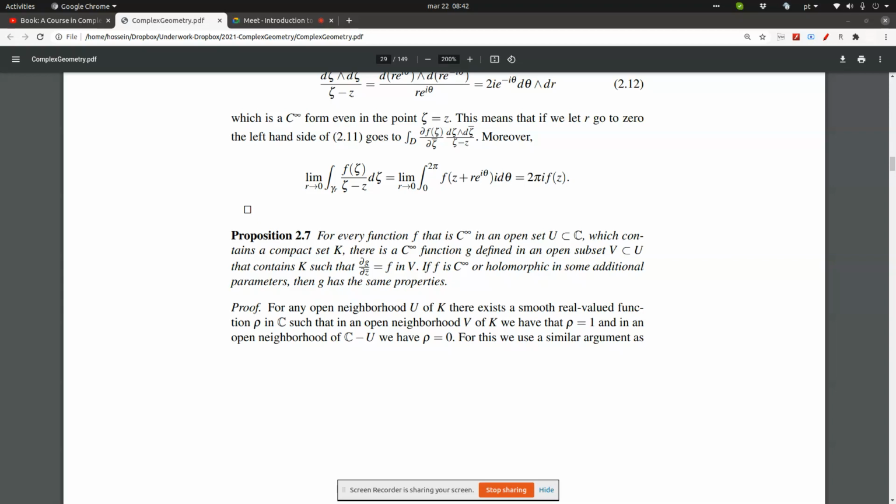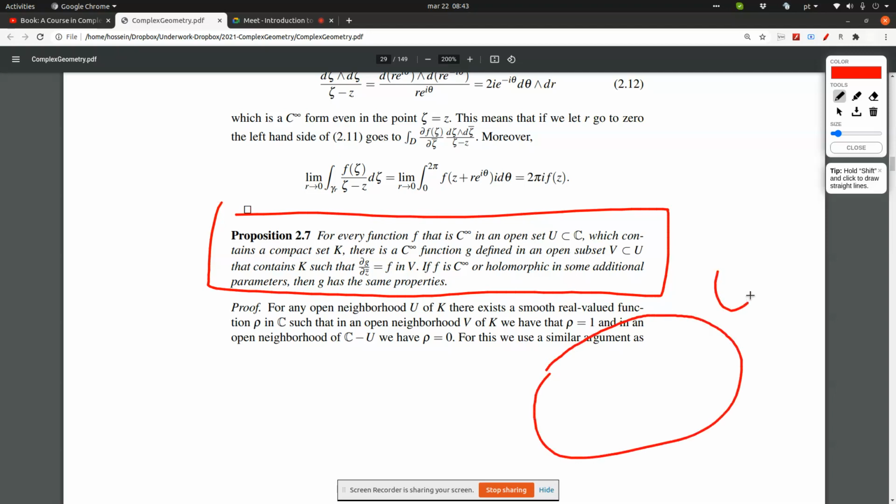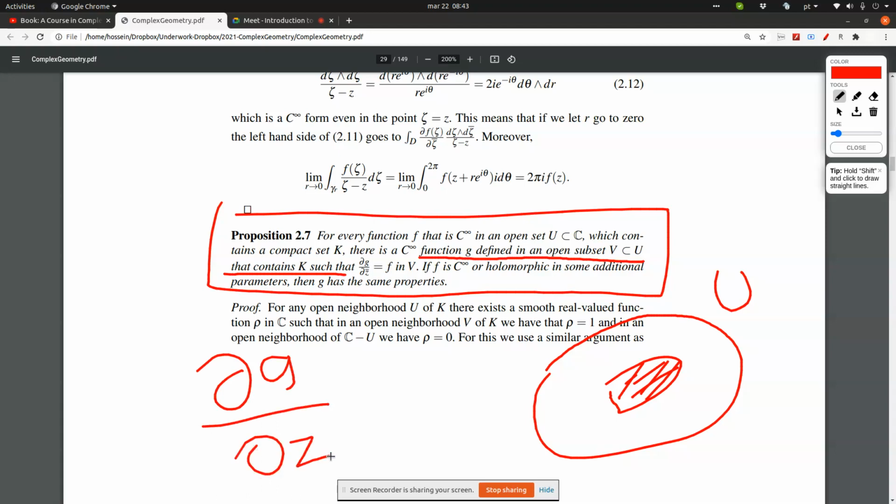The second proposition that we need in the proof of Dolbeault's lemma is this proposition. It is basically again the one variable context. Then we have this U, we have this K, and we have a function f defined on an open subset containing K, and we want to solve this differential equation. F is given, and we want to find g.